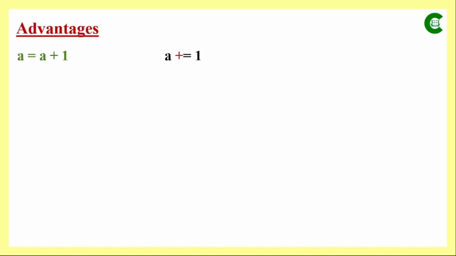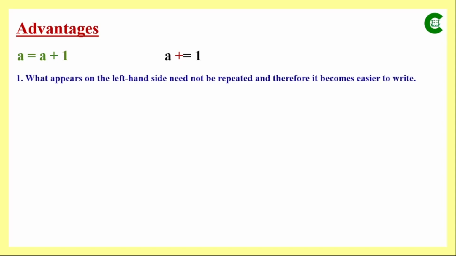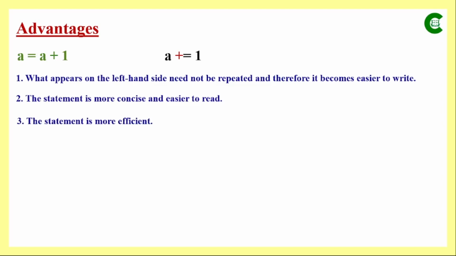Definitely it has some advantages. On the left side, as you can see, is the normal assignment operator that we use, and on the right hand side we have the shorthand assignment operator. We have already realized that what appears on the left hand side need not be repeated, and therefore it becomes easier to write. So the statement is more concise and easier to read as well, and the statement is more efficient. These advantages will be more clear when we use more involved examples like this.